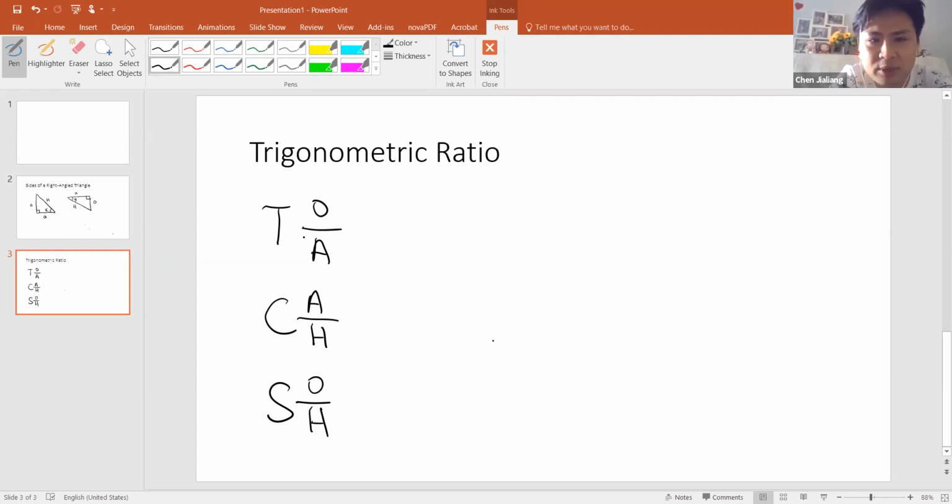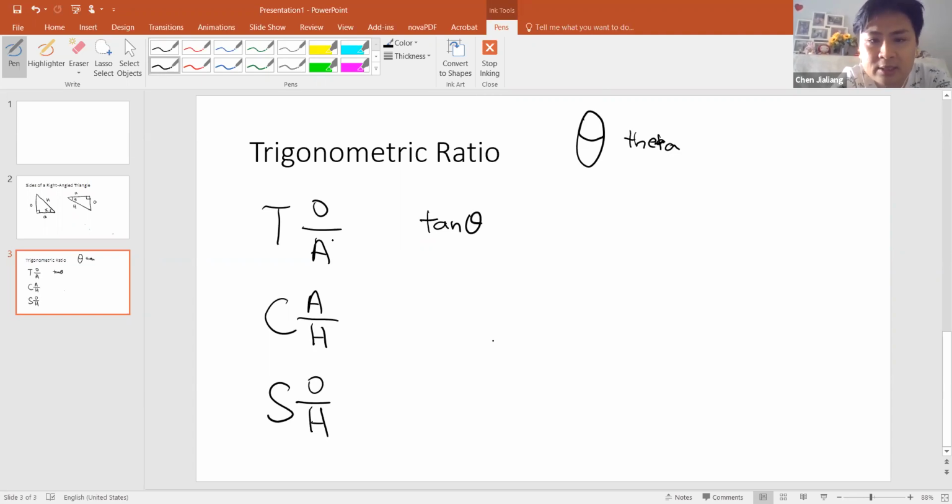Specifically, how do we use the formula? So you see T here, it means tangent theta or tangent x. We call this theta. Theta is like an I, like that. It's a big O with a stroke in the middle. This thing is called theta. Theta is a symbol representing angles.